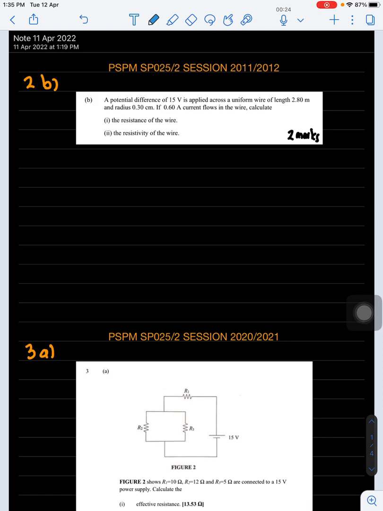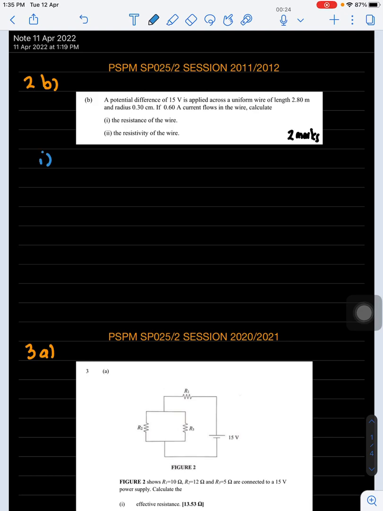So we start with 2011 and 2012. For the first question, 2B, a potential difference of 15 volt is applied across a uniform wire of length 2.8 meter and radius 0.3 centimeter. If 0.6 ampere current flows in the wire, calculate the resistance of the wire. So the first question is asking for the resistance of the wire.